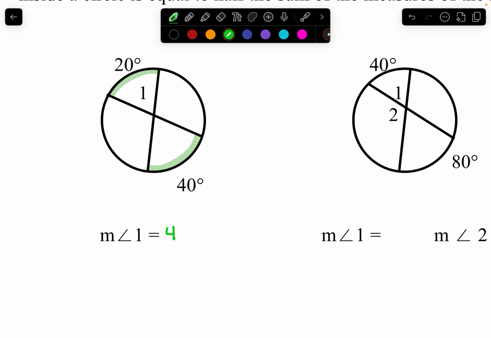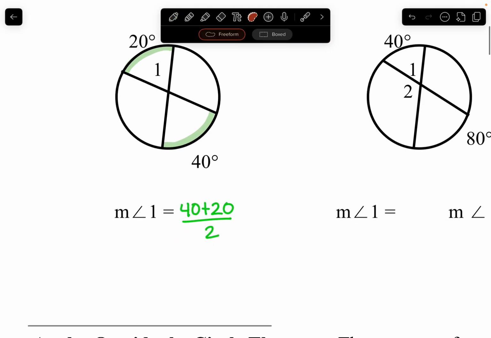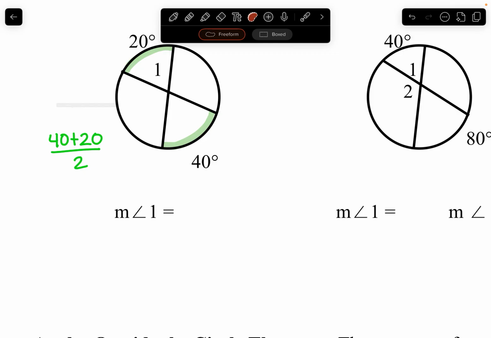So angle 1 is going to be 40 plus 20 divided by 2. We add those two together. 40 plus 20 divided by 2 is 30. So the measure of angle 1 is 30 degrees. I probably should not put that there. I'll put that over here. Okay, so this is 30 degrees.